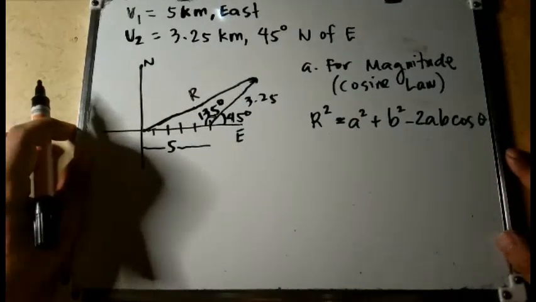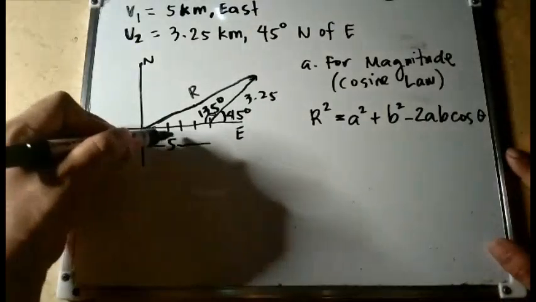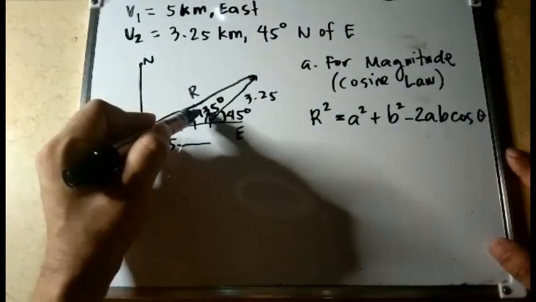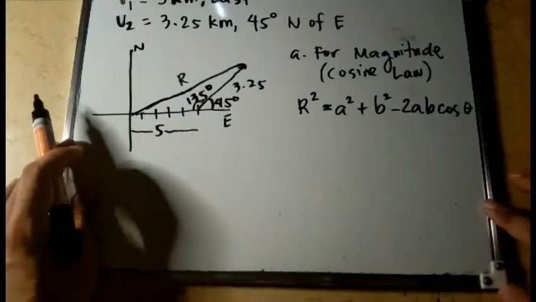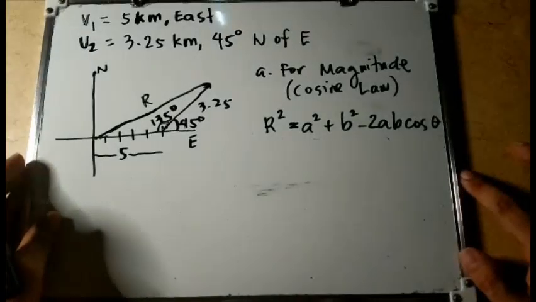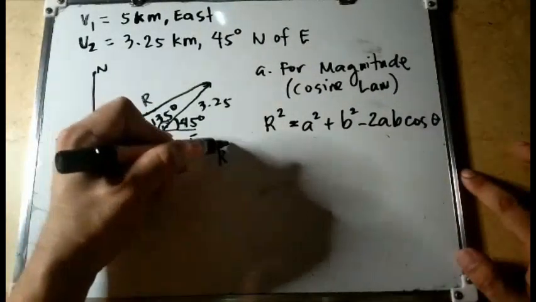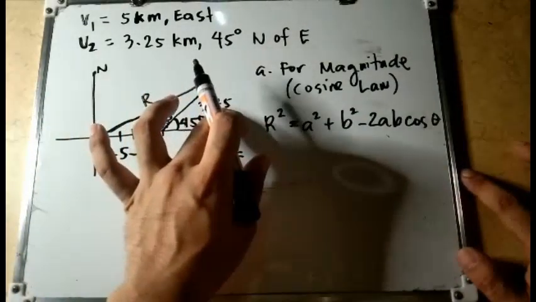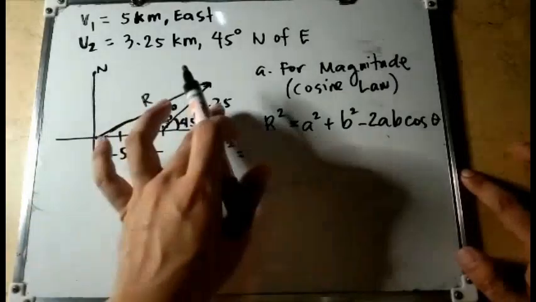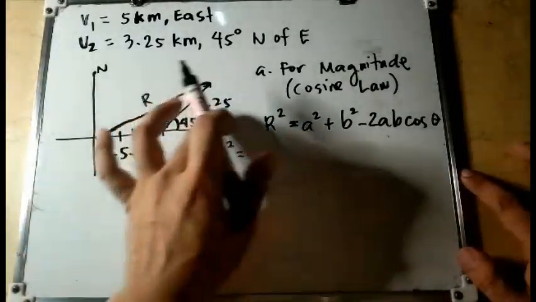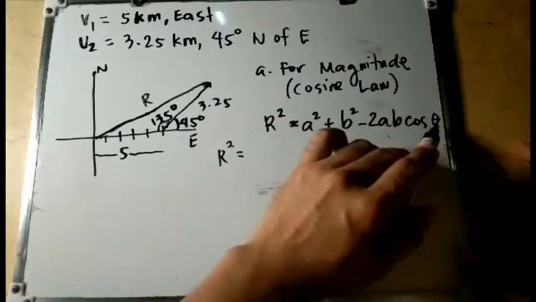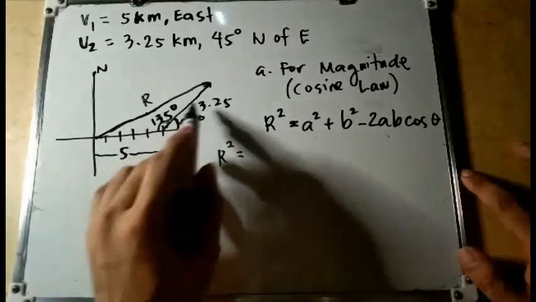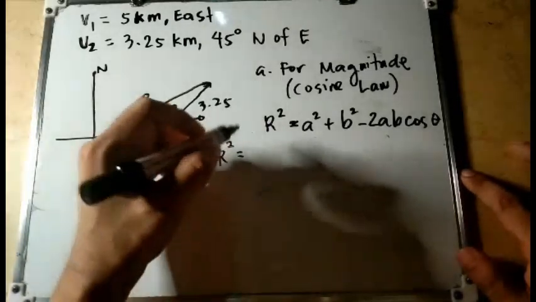Okay? So, ngayon, yung A natin dito is yung 5, tapos yung B naman natin is 3.25. Tapos yung theta, ito, yung 135 degrees. Okay, so we have r squared equals a squared. Ito yung A natin. Ito naman yung B. Kumbaga yung A at B natin, yun yung dalawang side ng triangle. Tapos yung theta natin, yun yung included angle. Okay? Yung angle na nasa pagitan ng dalawang side ng 5 tsaka 3.25. Okay?